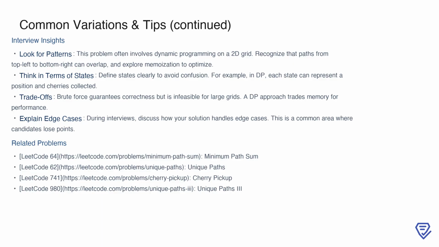It's also important to think in terms of states. Clearly define what each state represents. For example, in a DP approach, a state could represent a position in the grid and the number of cherries collected so far. Be mindful of trade-offs as well. While brute force guarantees correctness, it's computationally expensive and impractical for large grids. A DP approach, on the other hand, trades memory for performance, making it far more efficient.